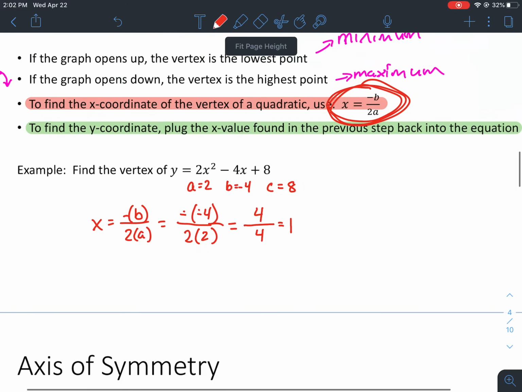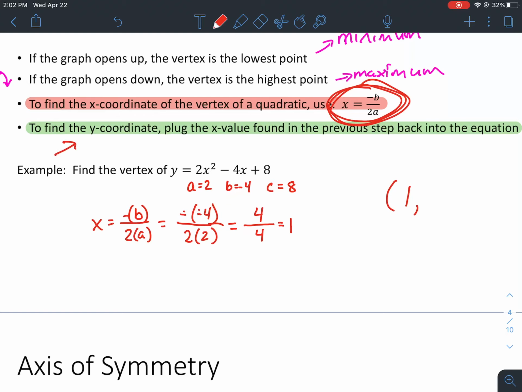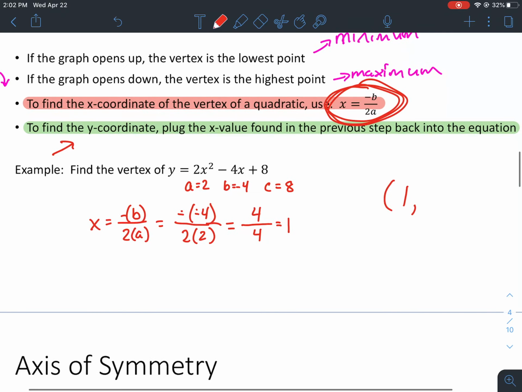So what that means is this. The vertex of the parabola, the highest point or the lowest point, that point where it changes direction, the x-coordinate on our graph is going to be 1. Now, in order to find the y-coordinate, now we go to this step right here. In order to find the y-coordinate, we plug that x value of 1 back into the original equation.